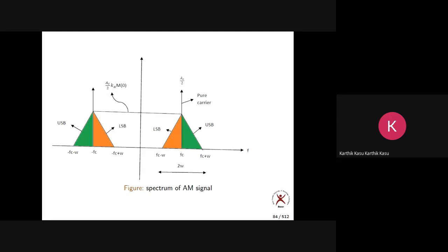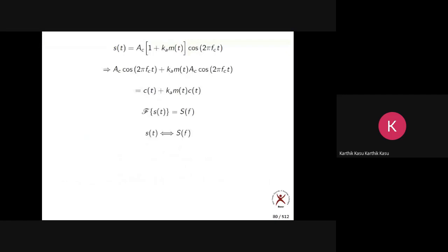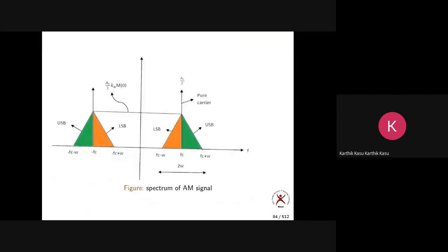Now our signal is translated to which frequency? After modulation, our spectrum is translated to what frequency? FC. It is shifted by FC. Agreed or not? Now this is simply the modulation and its spectrum. Any doubts so far? If it is okay, we'll proceed now.